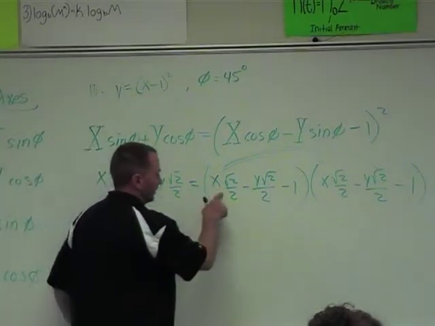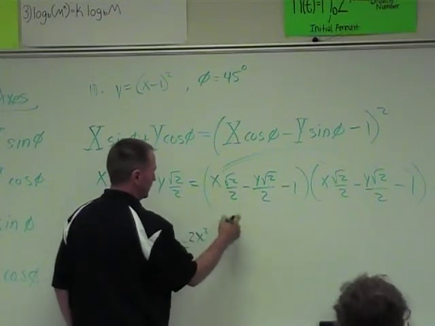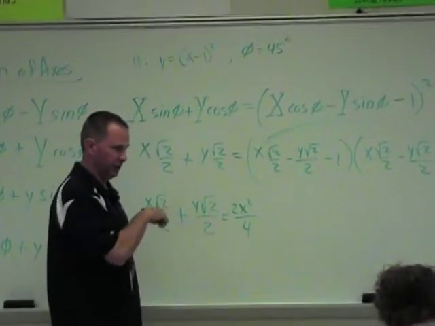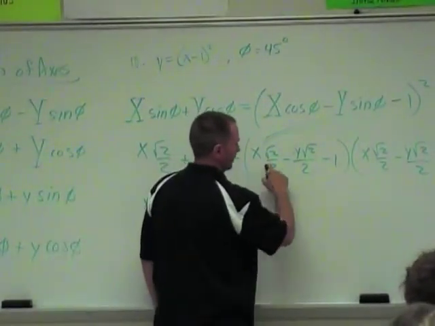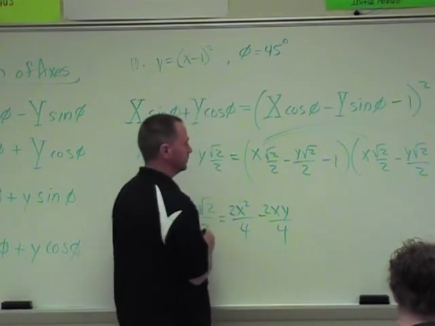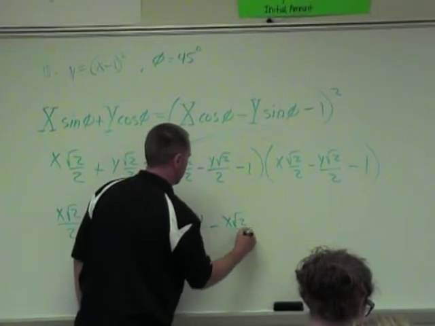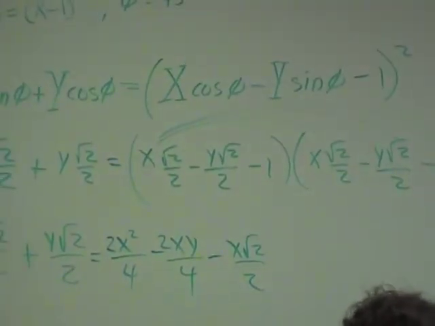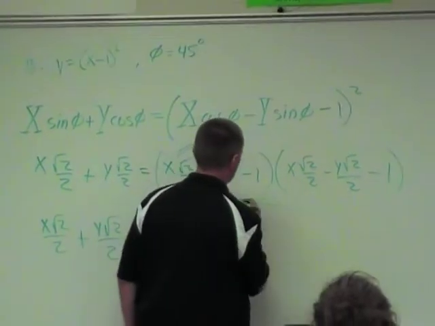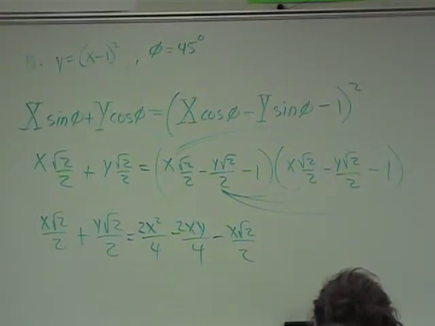Okay, so this times that gives me x squared. Radical 2 times radical 2 is 2, and 2 times 2 is 4. So 2x squared over 4 is the first part. Don't reduce it yet. The second one is minus xy, or 2xy over 4. Is that right? Yeah. And the next part is a minus x radical 2 over 2. Now you guys do this one. Yeah, I'll be able to do this. This is algebra.